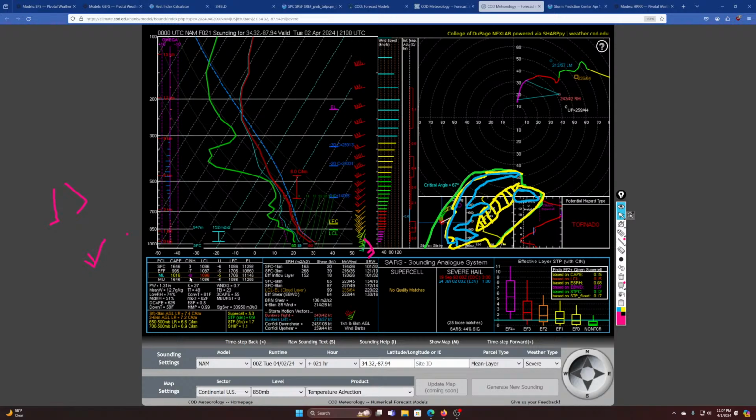That's good. You want the CIN to be less than 30 most of the time. LCL less than 1,500. LFC less than 2,000. 3CAPE over 50. Lapse rates 6.8 or higher. Here's 7. Surface SRH you want it 150. This one you want it over 200. This one over 150 to 200.